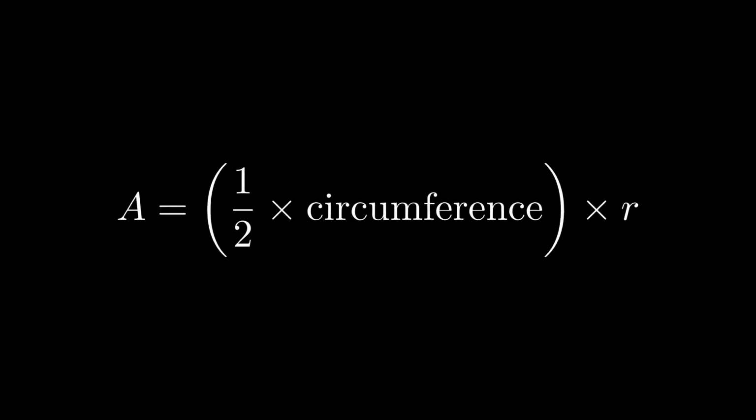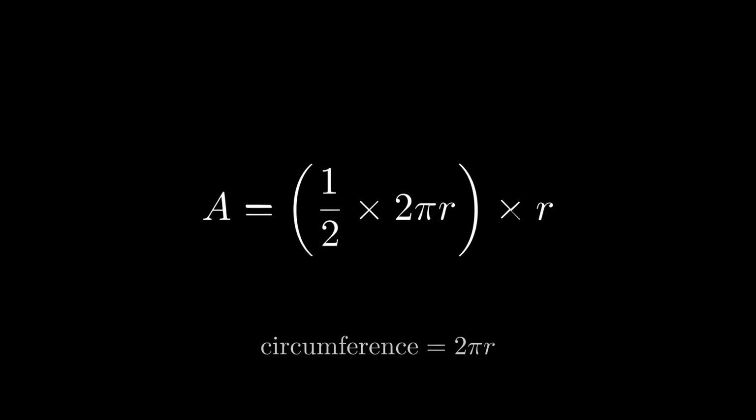Discovering that the area of the circle is 1/2 times circumference times r, and since the circumference is 2 pi r, we can conclude that the area of the circle is 1/2 times 2 pi r times r, or pi r squared. So, with the formula for area of a circle in his hands, Liu Hui had the necessary knowledge to begin his attempt.